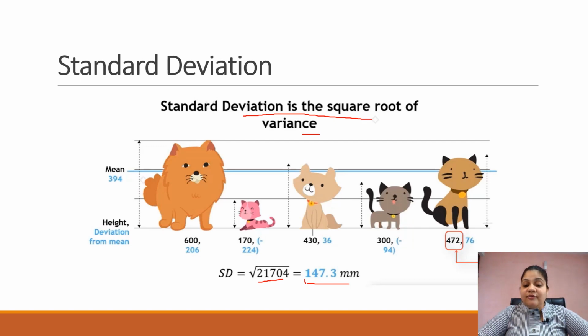Now this is valid for me because this tells us the deviation of a particular height of a cat from the mean value. I will measure the height in millimeters. So I can say that from the mean, that is 394, my variation in the height of the cat is 147.3 millimeters. It can be above the mean, it can be below the mean. So standard deviation gives us a more accurate understanding about the variation of the data across the mean.